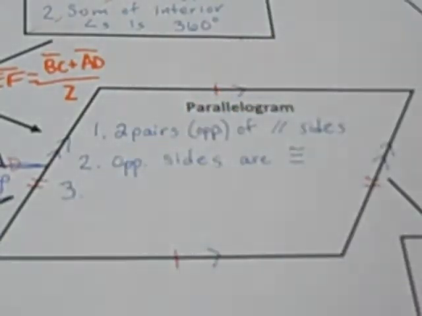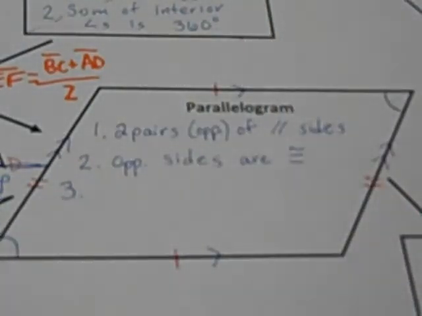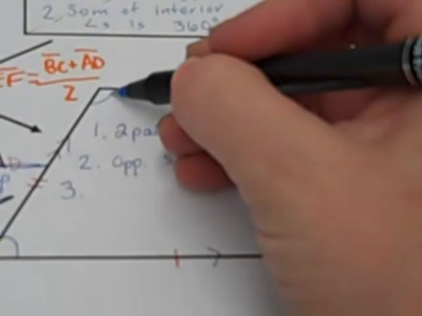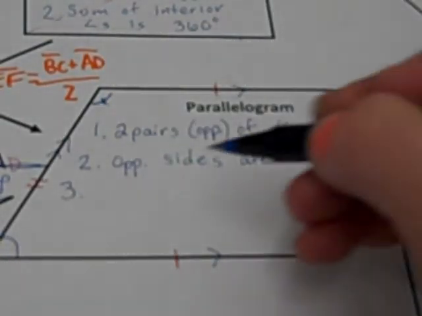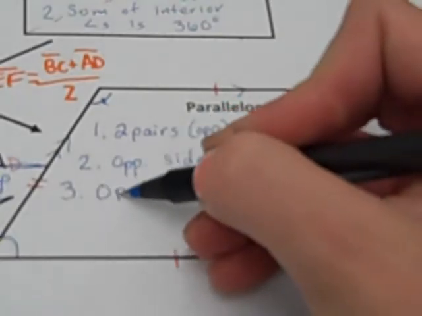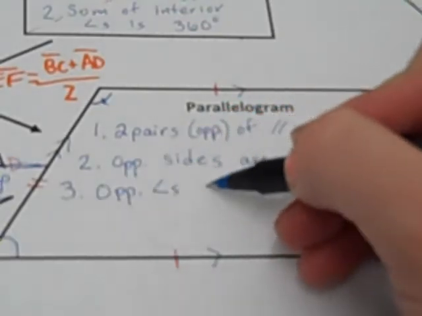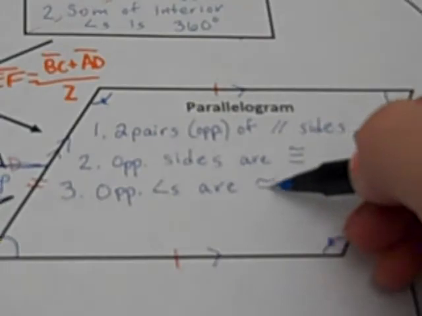Third property, not only are the opposite sides congruent, but our opposite angles are congruent. So we have those two angles being congruent, and we have these two angles being congruent. So our opposite angles are congruent.